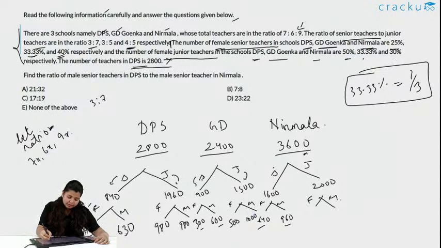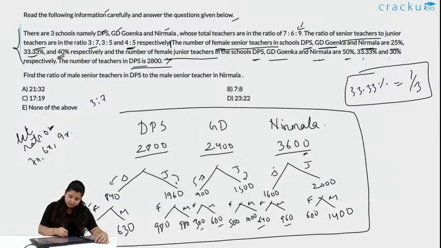And then 30% for Nirmala. Now, 30% of 2000 is 600. We know this: 100%, 30% of 1000 is 300. So, 30% of 2000 is 600. And if you subtract them, what do you get? 1400. So, this is the data you need.